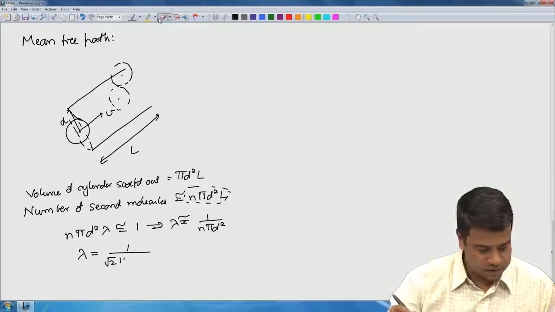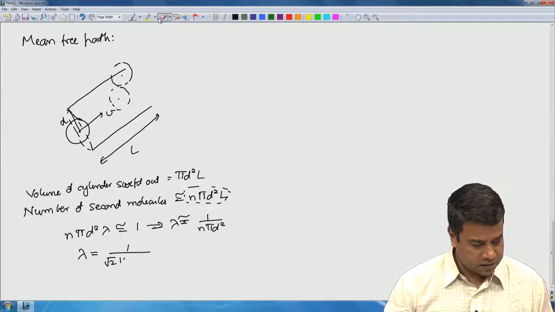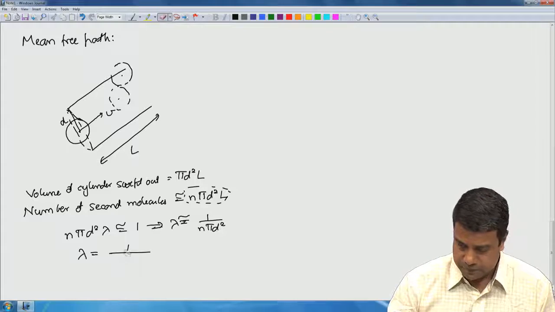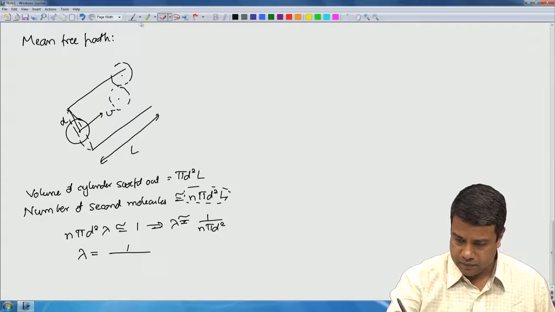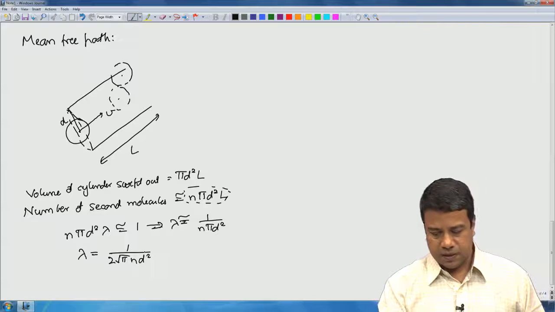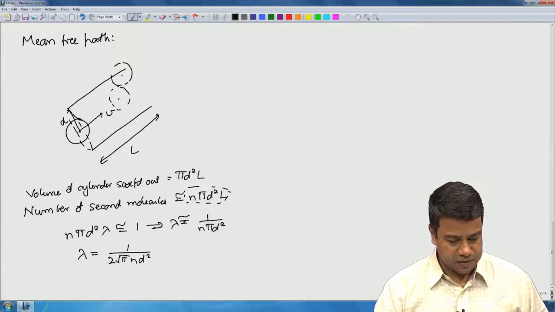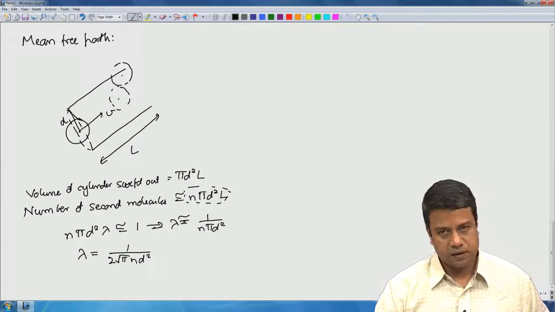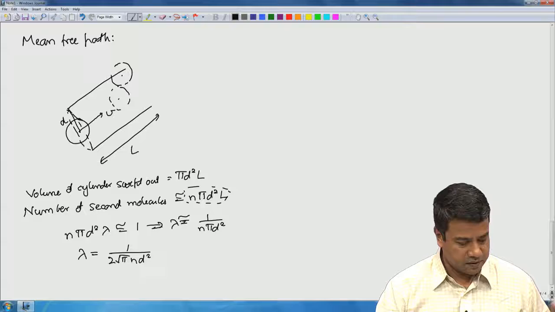Sorry, I should write that as lambda equal to 1 by root 2 n pi d square. Note that n is the number density of the molecules, the number of molecules per unit volume. So, it is just a number per unit volume.